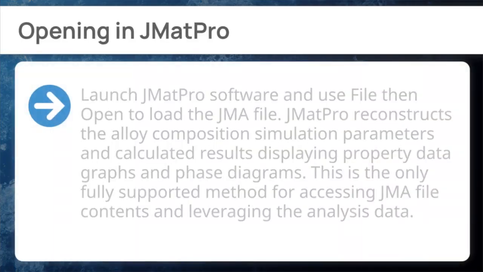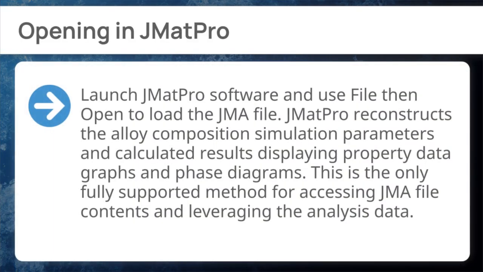First, opening in JMatPro. Launch JMatPro software and use File, then Open to load the JMA file. JMatPro reconstructs the alloy composition, simulation parameters, and calculated results, displaying property data, graphs, and phase diagrams. This is the only fully supported method for accessing JMA file contents and leveraging the analysis data.